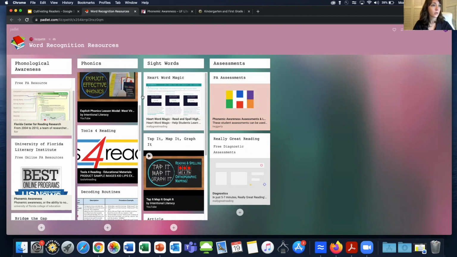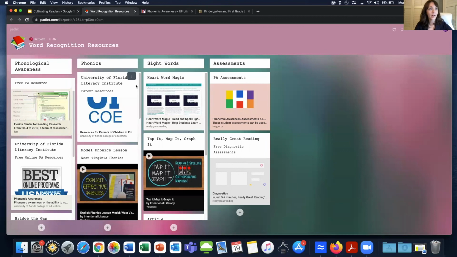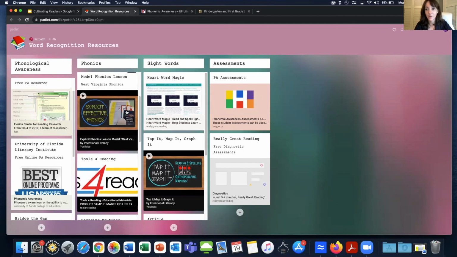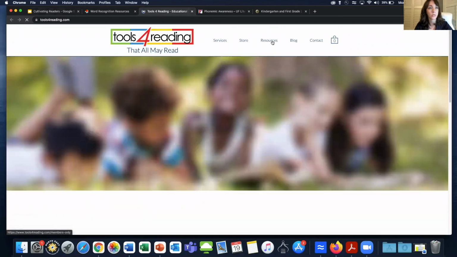And I will just show you in the phonics part, there is some more stuff from University of Florida Literacy Institute. That explicit phonics lesson that I showed you, as well as tools for reading, is amazing. It has so many good resources. You just go to the resources tab.